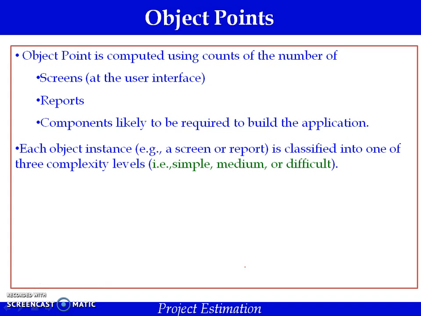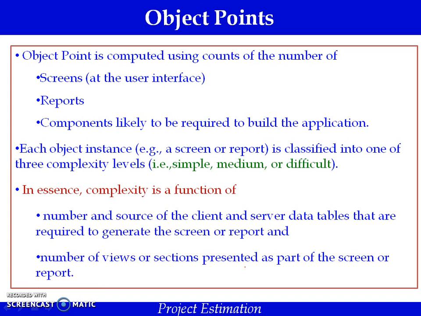So every object instance is also associated with a level of complexity. The complexity levels are simple, medium and difficult. How is the complexity decided? It is actually a function of the number and source of the client and server data tables that are required to generate the screen or report.